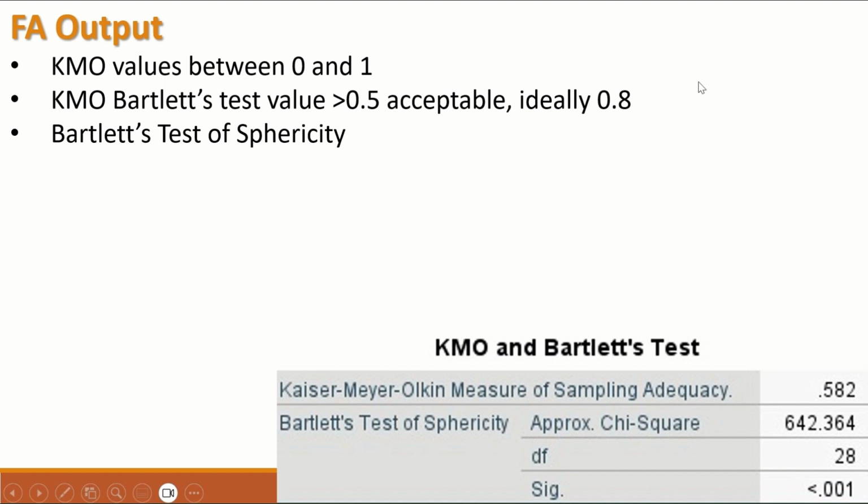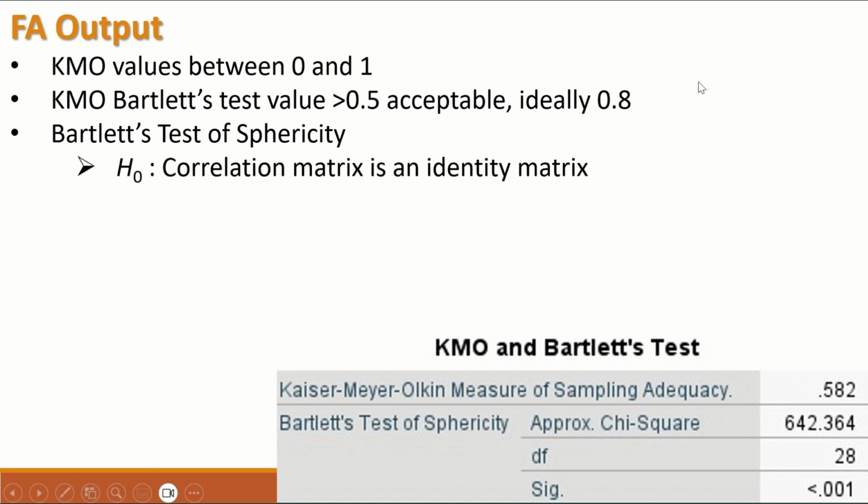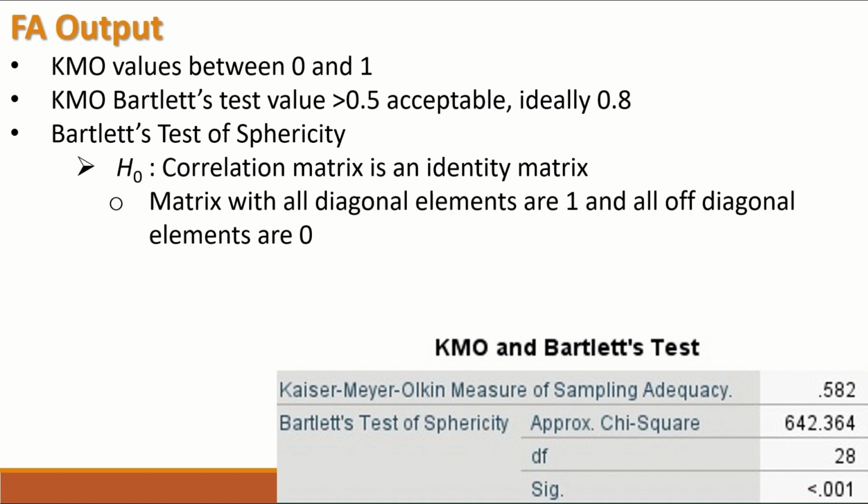And the Bartlett test of sphericity is a test that will test whether the correlation matrix is an identity matrix. The identity matrix is the matrix where all diagonal elements are 1 and all of the off-diagonal elements are 0.